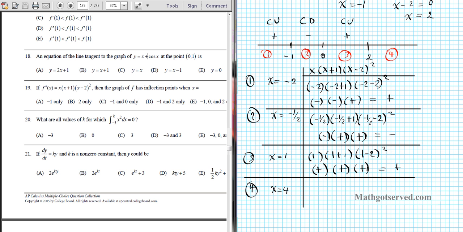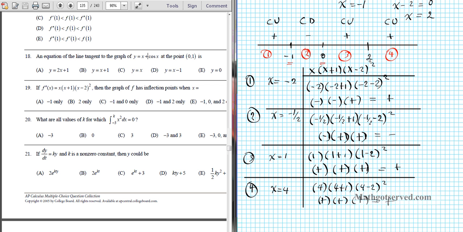Okay, so we have 4 times 4 plus 1 times 4 minus 2 quantity squared. This is positive. 4 plus 1 is positive. 4 minus 2 squared is positive. Positive times positive times positive is positive. Interval 4 is positive, hence it is concave up. Okay, so at what points was there a switch in concavity, or a switch in the sign of the second derivative? At negative 1 and at 0.